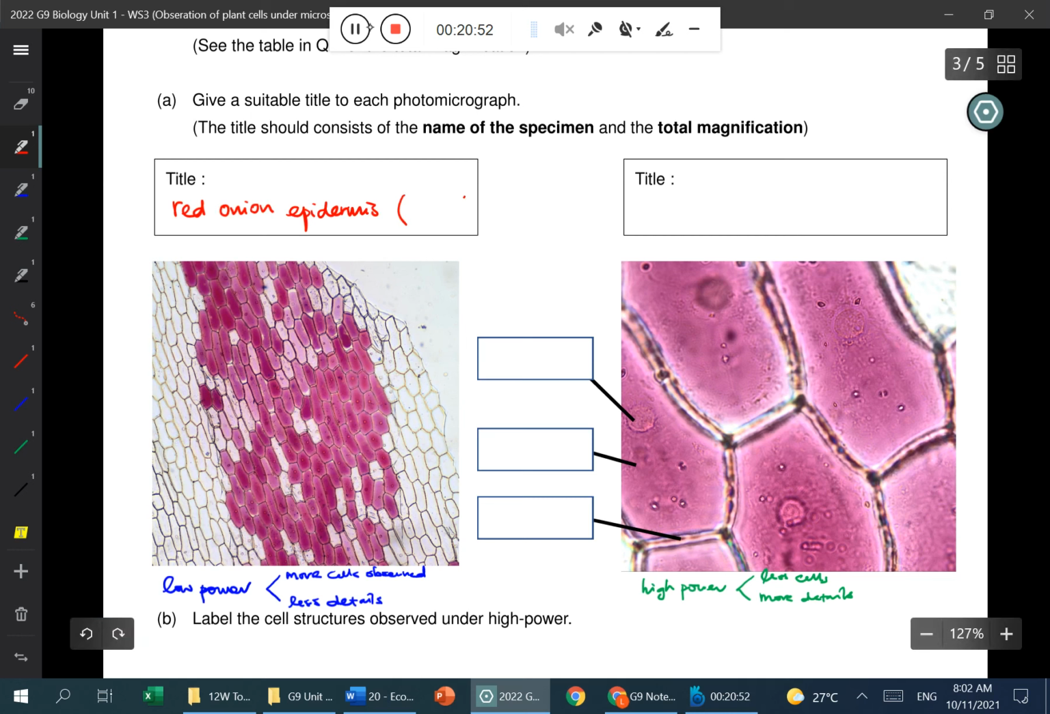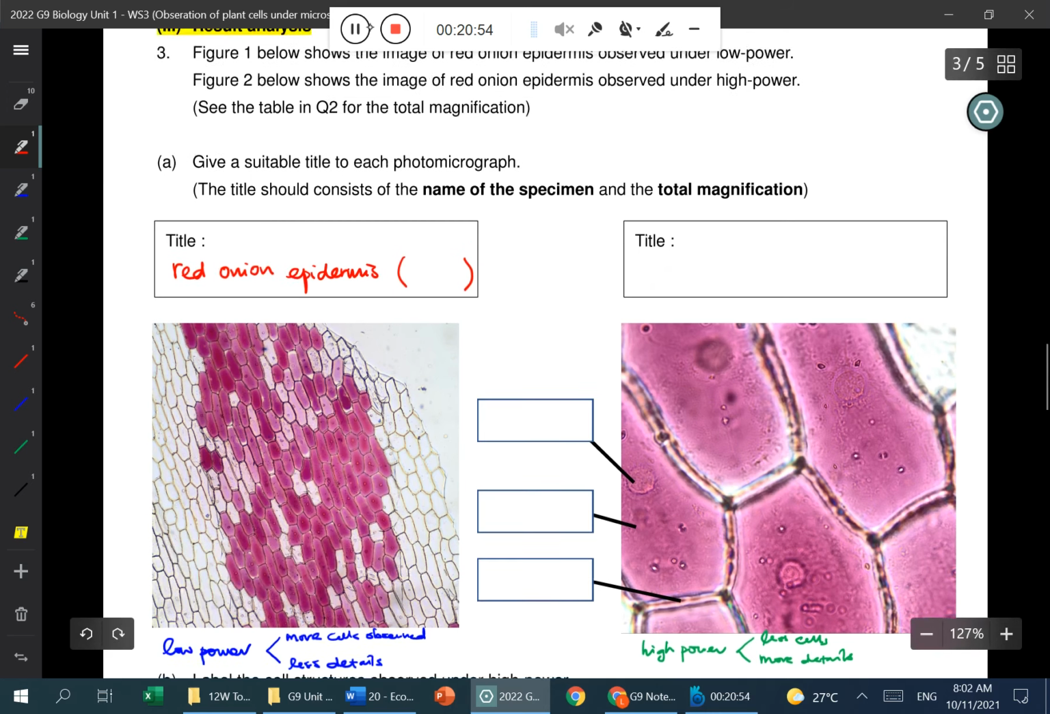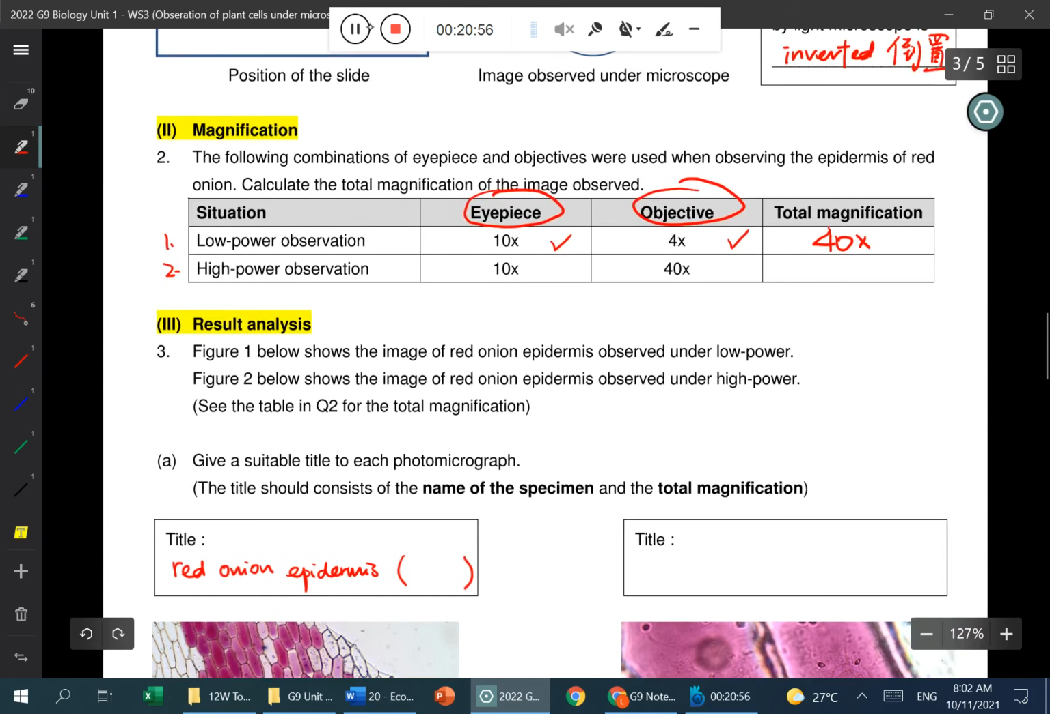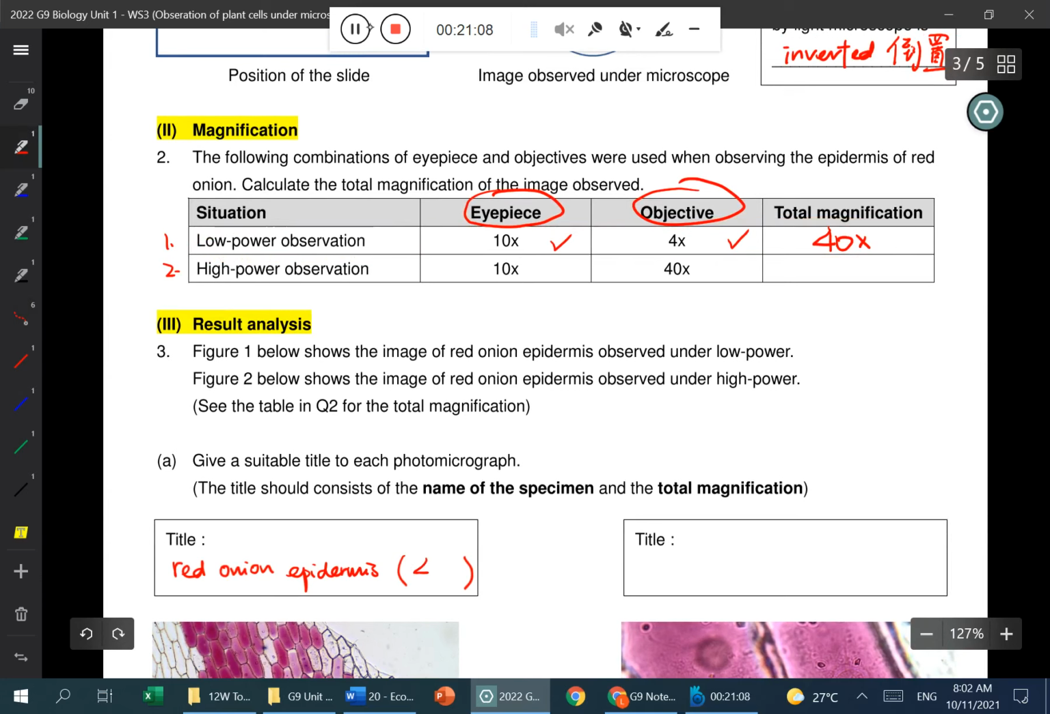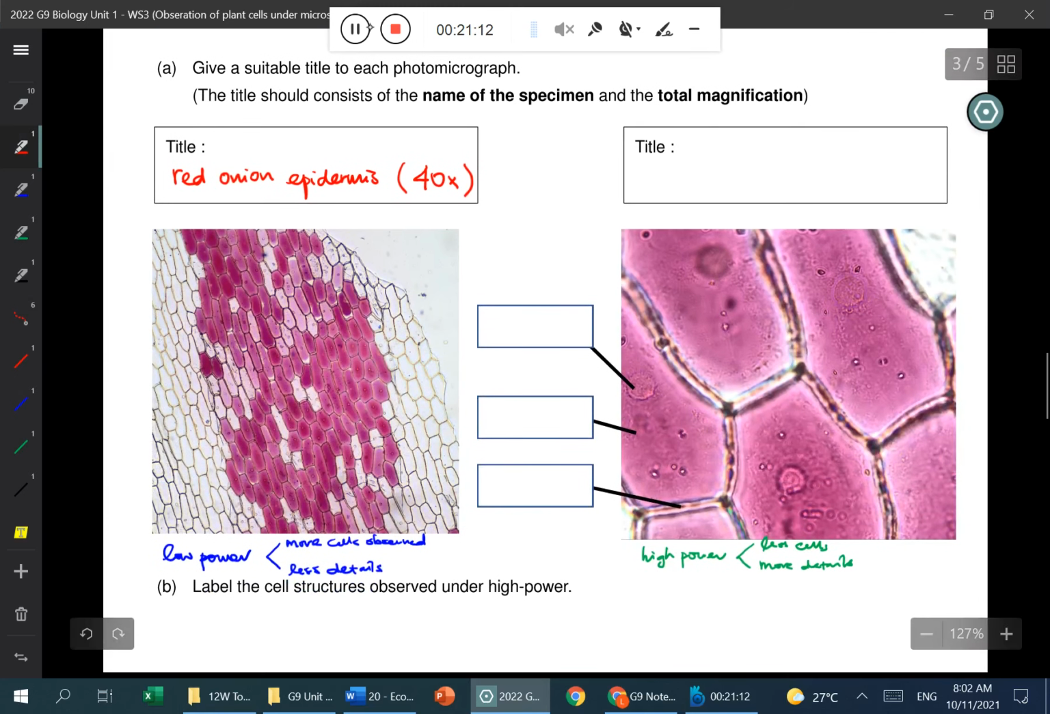And I need to address the magnification. So I go back to part 2, question 2, and see how many times the object is magnified. So it's 40x. So I write it here. Now, please also try to complete this part.